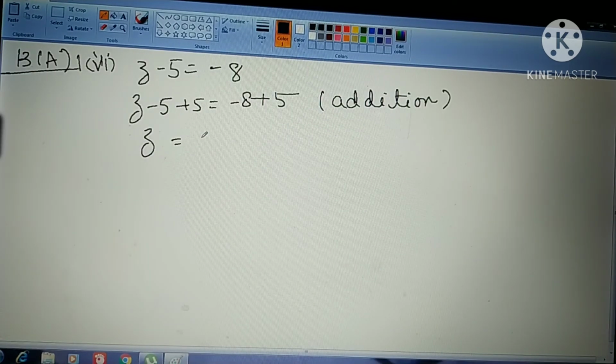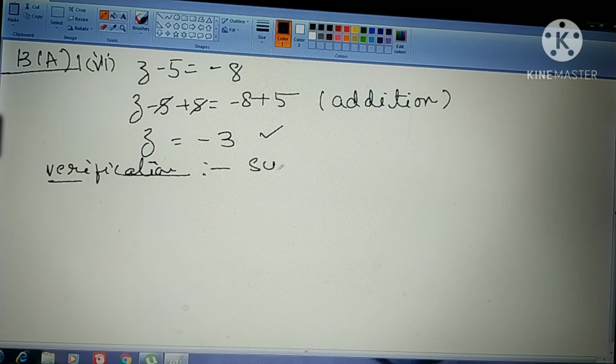Now see this problem. What they have given here? z minus 5 equal to minus 8. To find the value of z, we have to eliminate this minus 5. So for this we need to add plus 5 on both sides. So this minus 5 plus 5 will be cancelled. You will get z here. Now minus 8 plus 5, always the bigger number's sign you get here. Minus 8 plus 5 means minus 3. You got the value of z, that is minus 3. Now what to do? Verify this one. Verification.